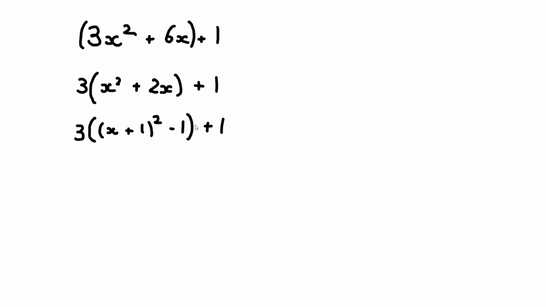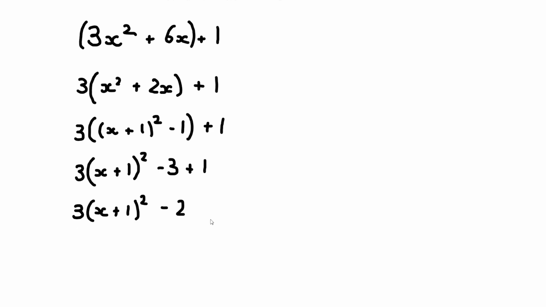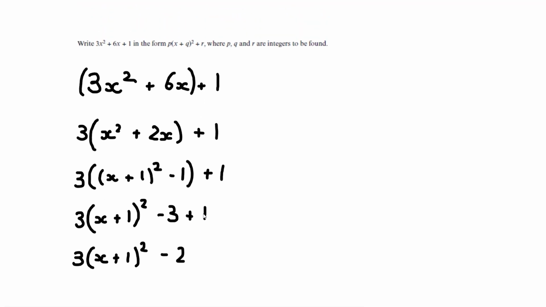Now we want to bring this minus 1 outside the bracket, so we need to multiply it by 3. This does not change, so we have x plus 1 squared. Now this we're multiplying by 3, so we've got minus 3 plus 1. And now we can consider this because we can just collect these two together to give us minus 2, right? So we've got 3 times x plus 1 squared, minus 2. And that's how you complete the square when you've got a C term.